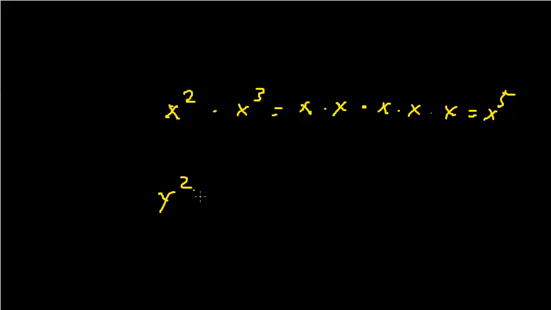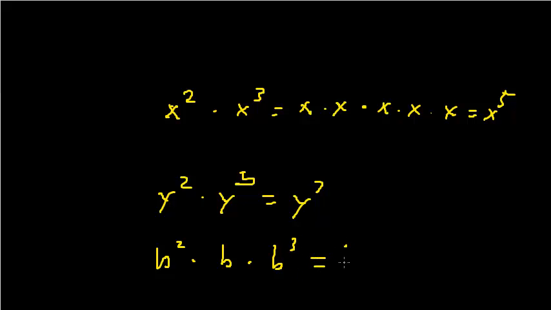So for example, y squared times y to the fifth is going to be y to the 7th power. Or if we had, say, b squared times b to the third, again, we add our powers: 2 plus a power of 1, which we just don't write here, plus a power of 3. So we have b now to the 6th power. 2 plus 1 plus 3 gives us 6. So we're always adding the powers to get our new power.